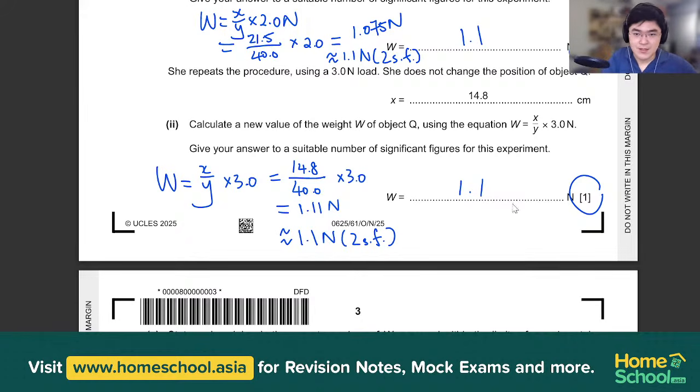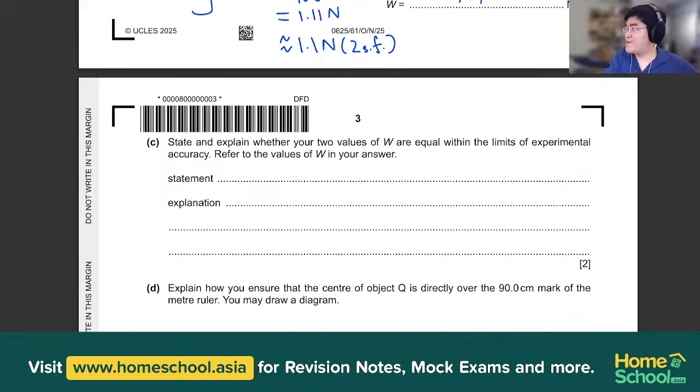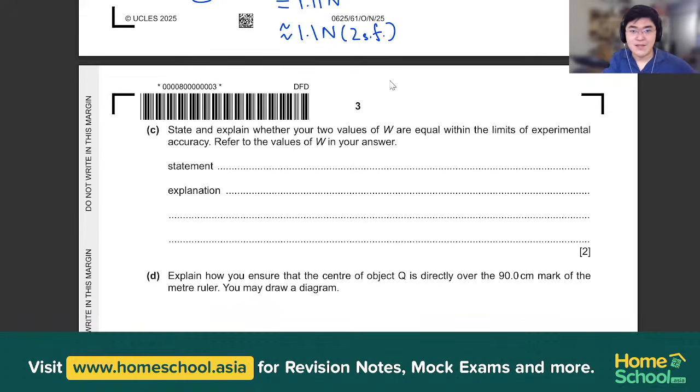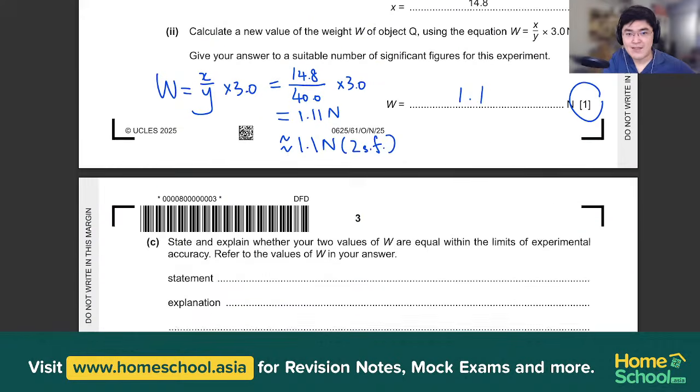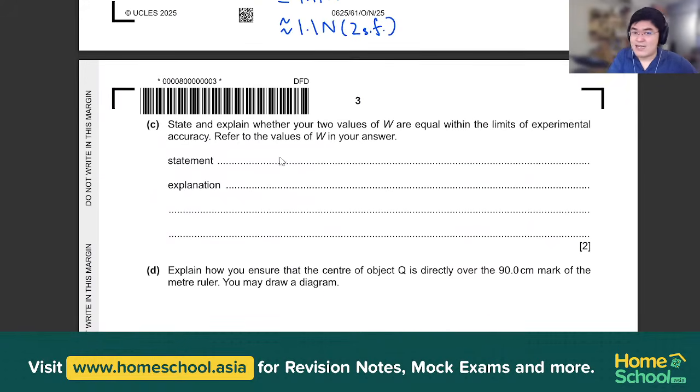All right, so let's move up over here. So let's state and explain whether our two values of W are within the limits of experimental accuracy. Since our values of W are 1.1, we can say that yes, these values are within the experimental accuracy. So let me just write that down. So, statement.